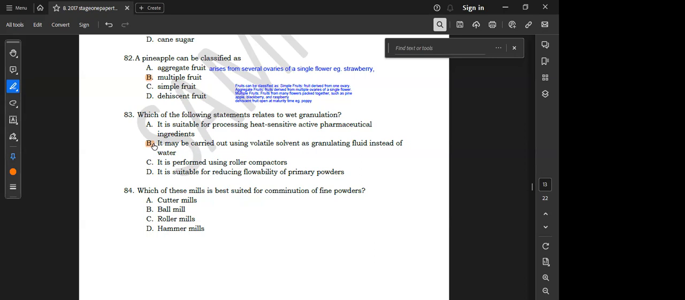So we move on. Which one of these mills is best suited for combination of fine powders? Kita mills, ball mill, roller mills, and hammer mills. Is it the roller? Just from what we have done for dry, it was saying we require fine powder, so we use roll compactors.